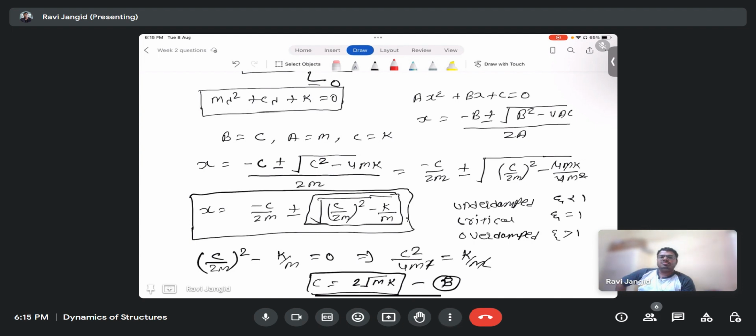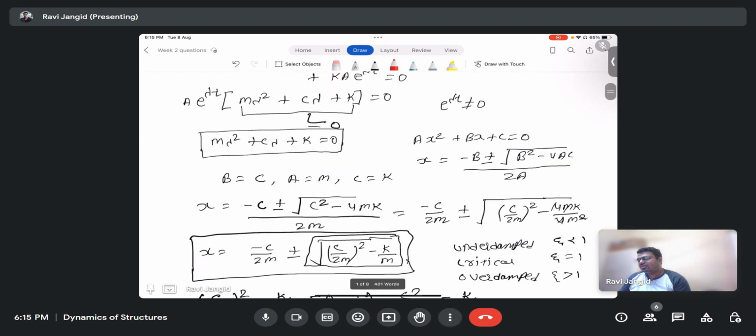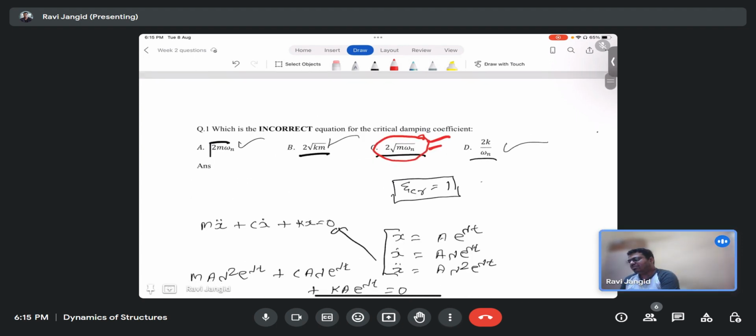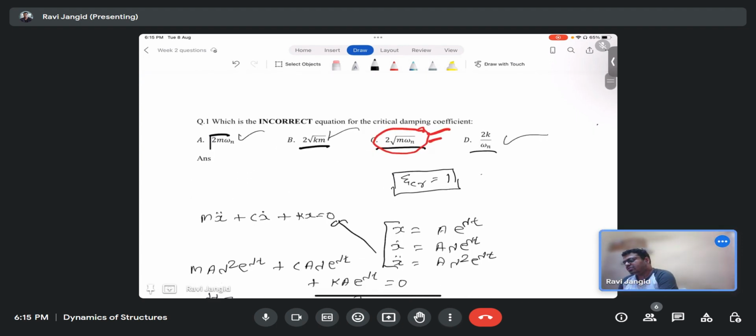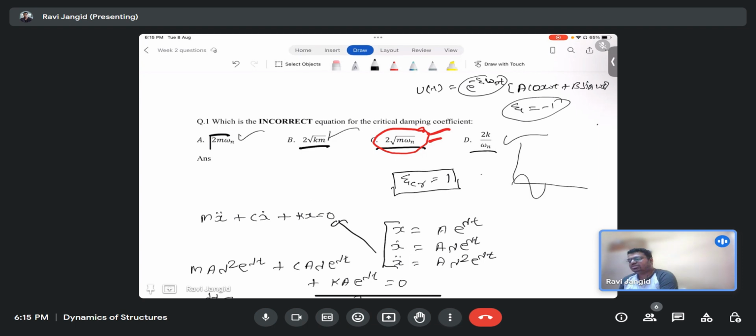If damping is negative. As you know, the equation of the damped system is u(t) equal to e raised to power minus xi omega t, times a cos omega t plus b sin omega t. So if my damping is negative, then this negative will become positive, and my response will start increasing.